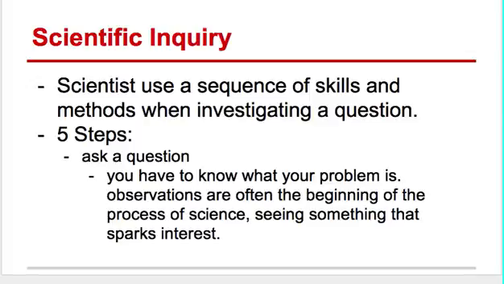Scientific inquiry. Scientists use a sequence of skills and methods when investigating a question. I'm sure you guys have done the scientific method before. So, there's 5 steps. First, you have to ask a question. If you don't know what your problem is, you don't know how to solve it. So you need to ask your question. Observations are often the beginning of the process of science. Seeing something that sparks your interest can lead you to ask a question.